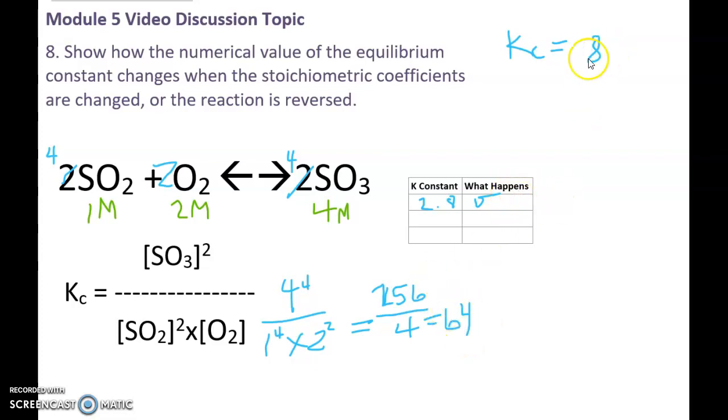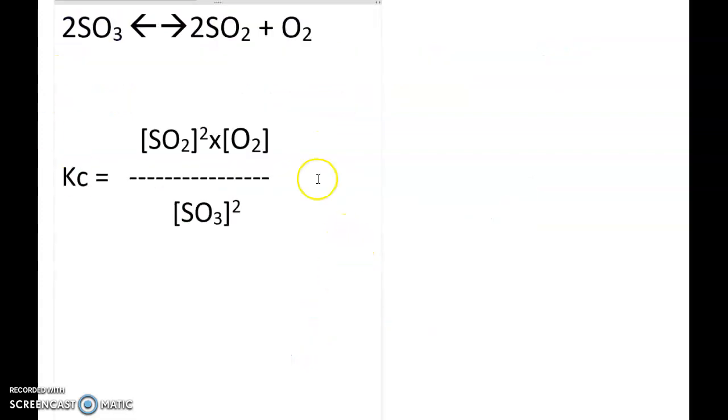So how does this correlate with 8 here? It appears that 64 is our Kc squared. So we actually took our original Kc value and squared it by doubling the coefficients. So it's interesting to watch how these K constants do change as long as we are changing all of these in unison. So what would happen to the Kc value if we did flip it?